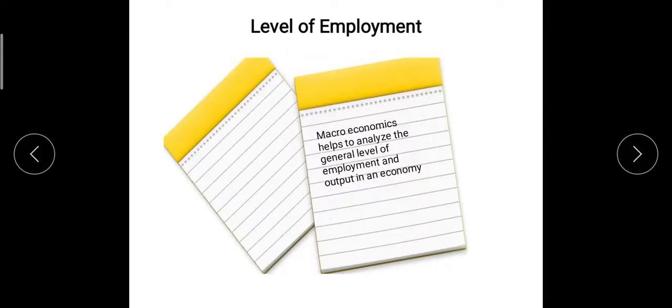Okay, level of employment. Level of employment means macroeconomics helps to analyze the general level of employment and output in an economy. Okay, so basically macroeconomics is focusing on the general level of employment and output, exactly this.